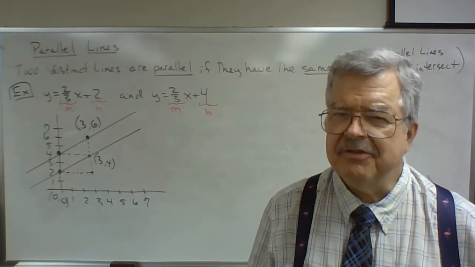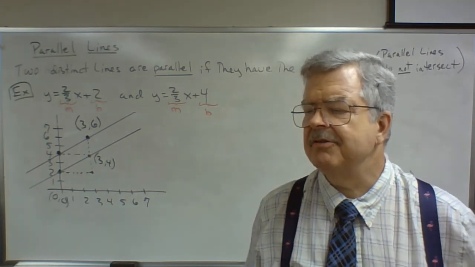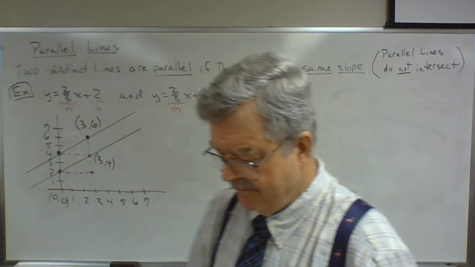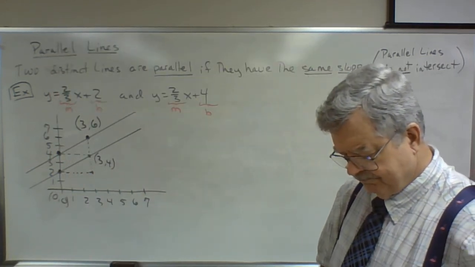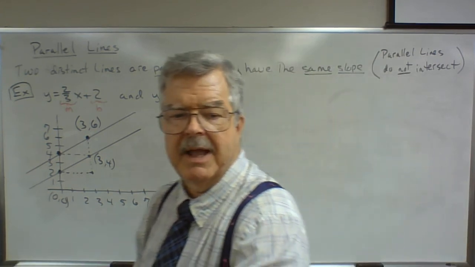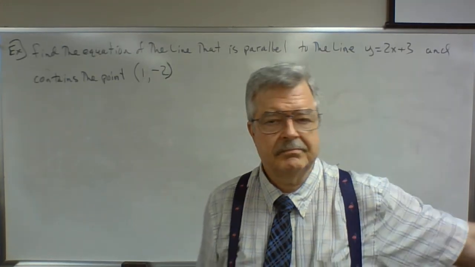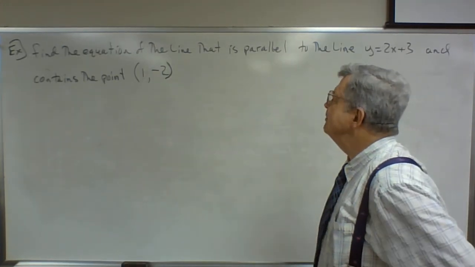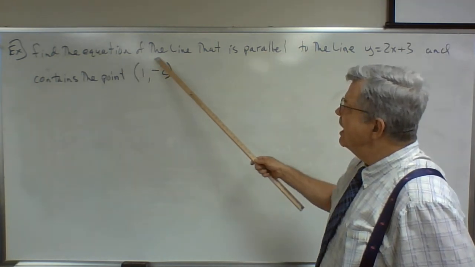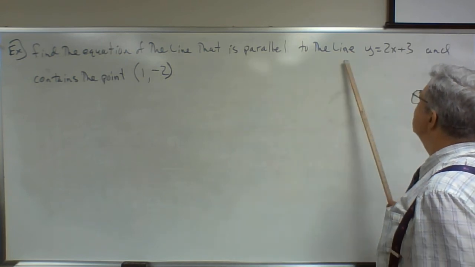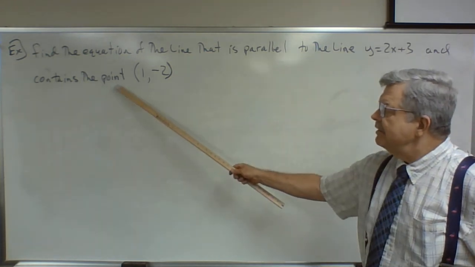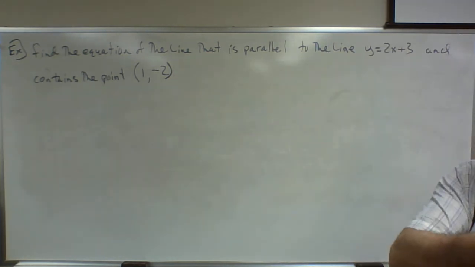So any two distinct lines that are parallel never intersect. And I guess if we talk about parallel lines, I have in my notes, I need to do one more example of parallel lines. Okay, another example having to do with parallel lines. Find the equation of the line that is parallel to the line y equals 2x plus 3, and that contains the point 1, negative 2.